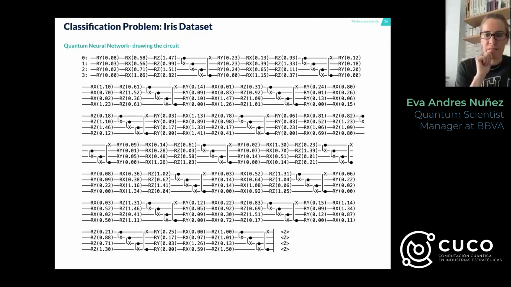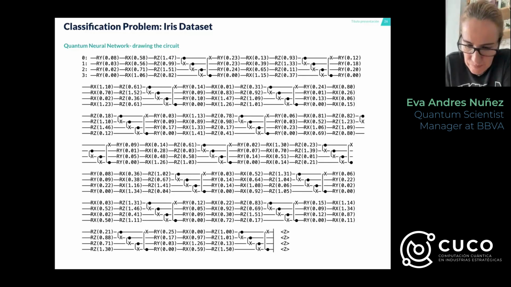One question, Eva. As we repeat these Y rotation gates through the circuit, the parameters shouldn't be the same because the input is the same? I mean, in the first layer it's like 0.08 and in the second layer it's 0.23. Shouldn't they be the same?